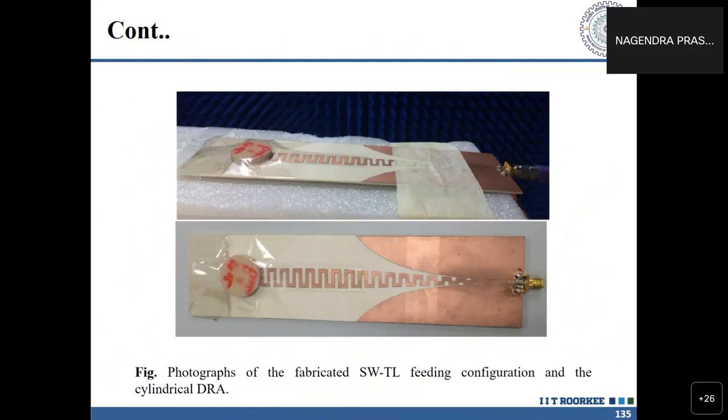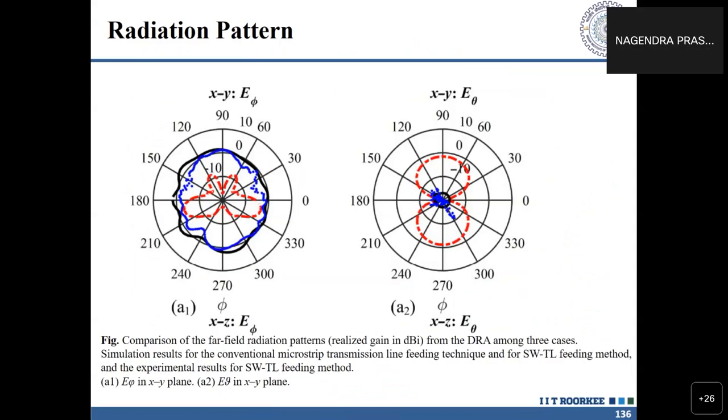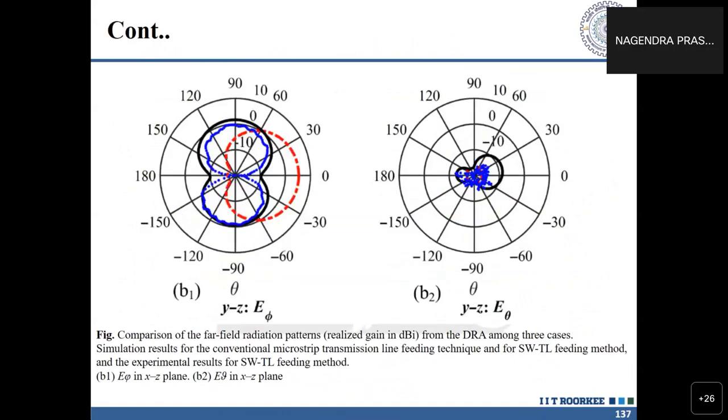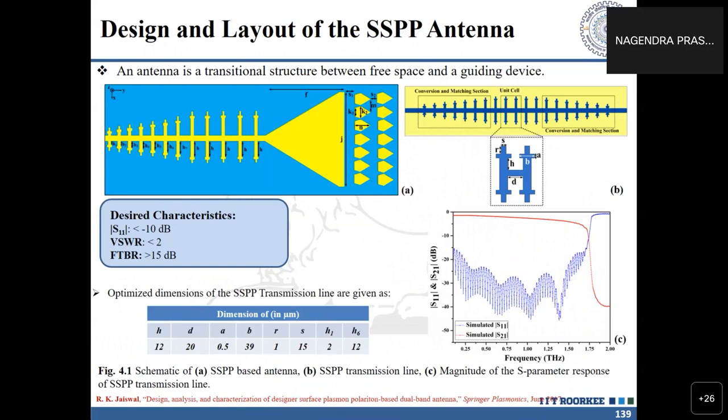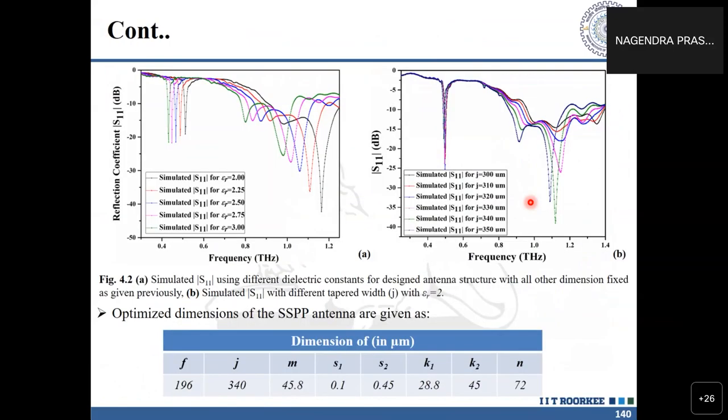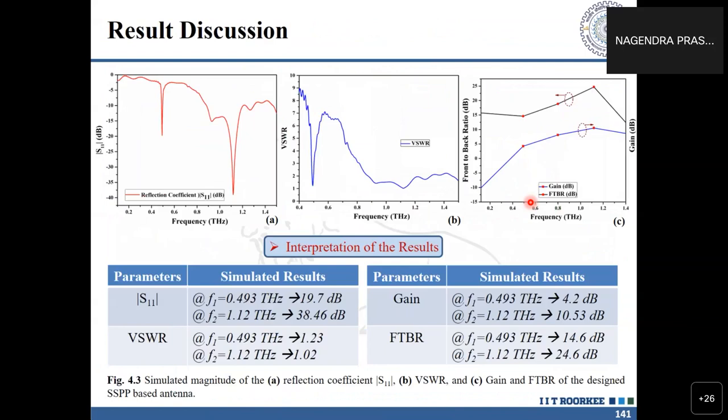So this is the prototype photograph, radiation pattern, etc. That is quite obvious for you. Then this is another SSPP based antenna. So you can see how the SSPP concept is used, the feeding purpose, and then you can see here the result for this designed antenna.